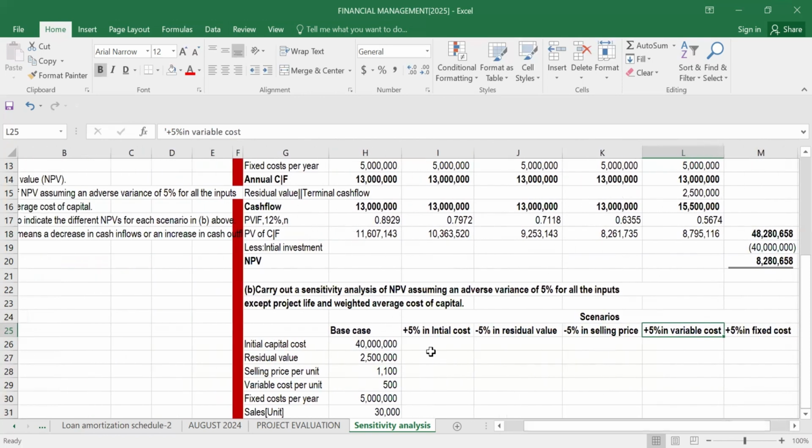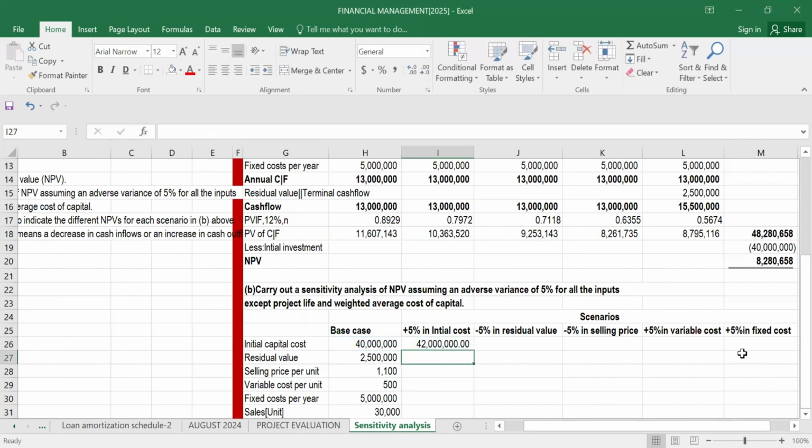So now here we are saying that the initial cost will increase with 5%. So the initial cost here will be 1.05, which is the same as 105%, times whatever you have here, that one. So here it is increasing with 5%.